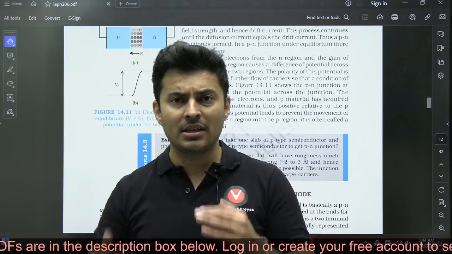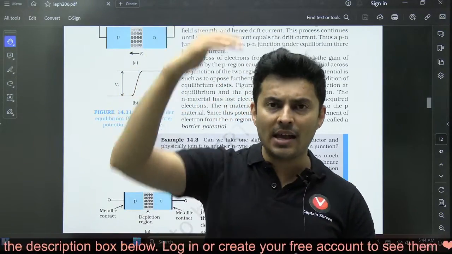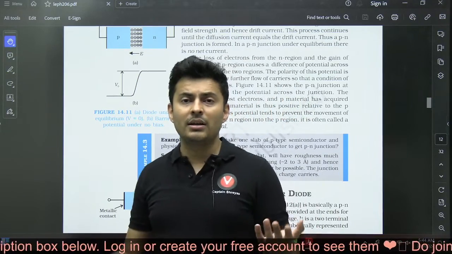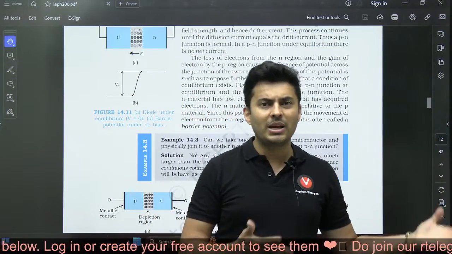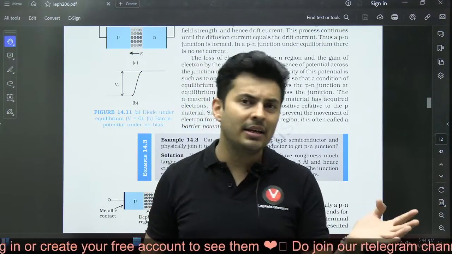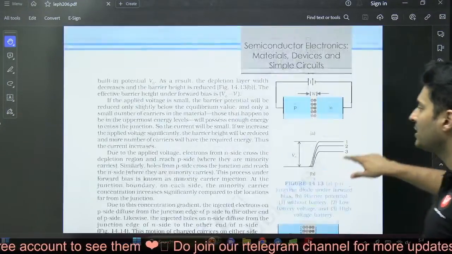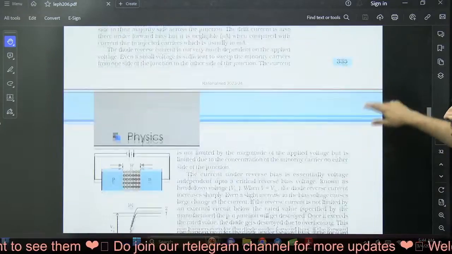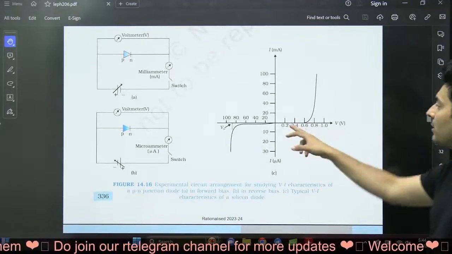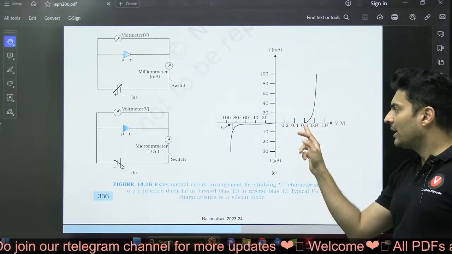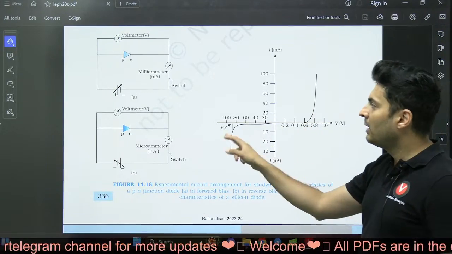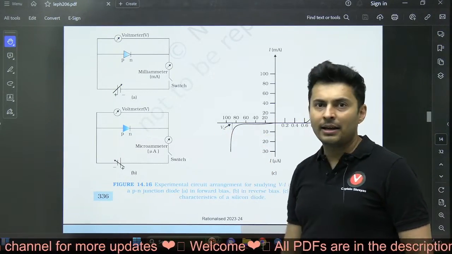In the reverse bias, this barrier potential becomes even higher, so it becomes even more difficult for the electrons or the current to be established. So you will see hardly any current flows, and that current in reverse bias is also called the leakage current, also expressed in this particular graph over here. Forward bias, a sudden surge happens after the knee voltage. In reverse bias, you will see hardly any current is there.